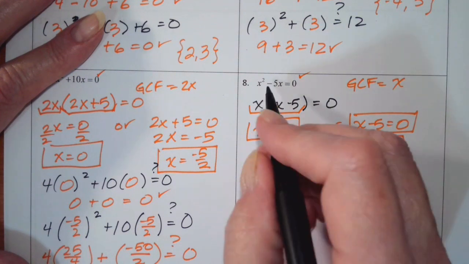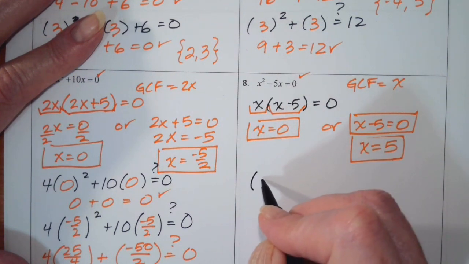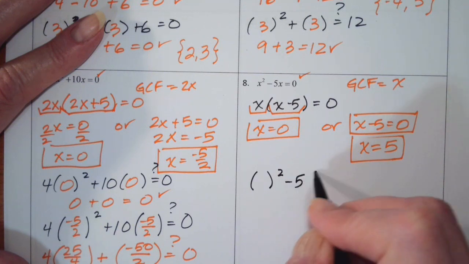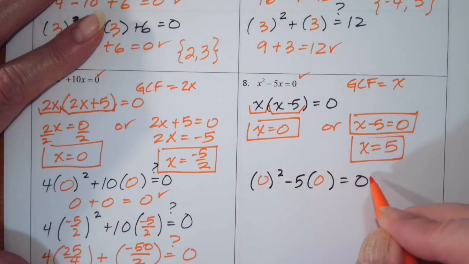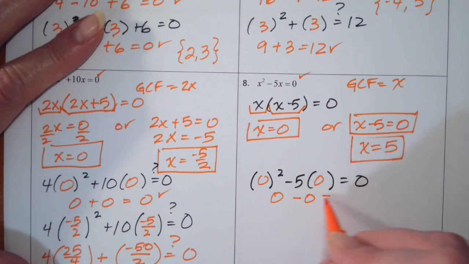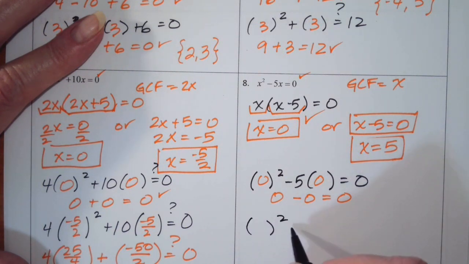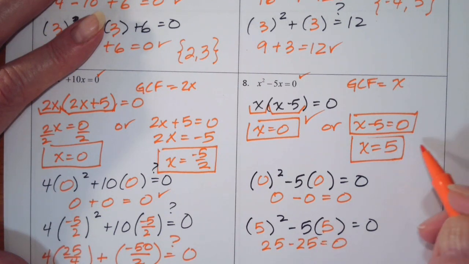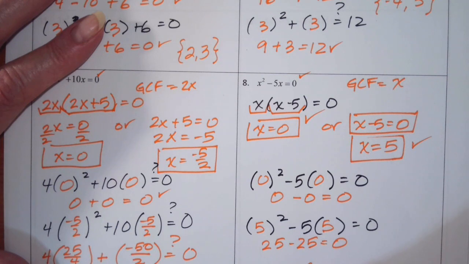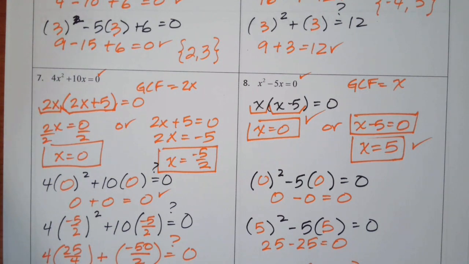Again, I'm going to check in the original equation. See if that equals 0. 0 squared, 5 times 0 equals 0. 0 minus 0 is 0, so that works. So now I want to know if 5 squared minus 5 times 5 equals 0. So that one also checks. And my solutions are 0, 5. Okay, we'll change videos here.